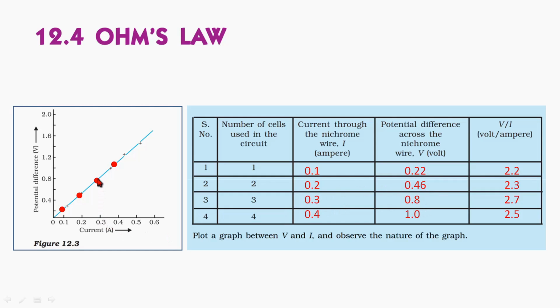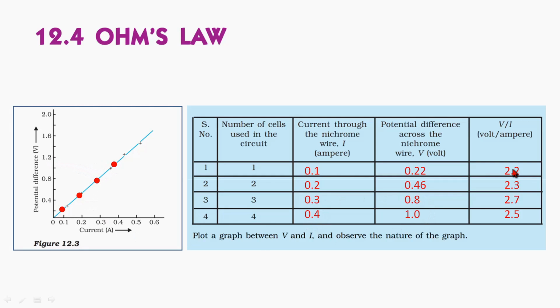See, we just need to put a perpendicular line here and here, and we see that the potential difference across the nichrome wire was 0.8. When the number of cells were 4, the current passing through the nichrome wire was 0.4 ampere and the potential difference across the nichrome wire was about 1.